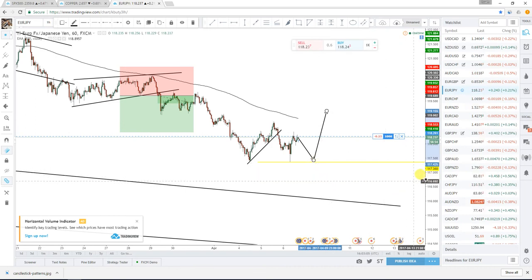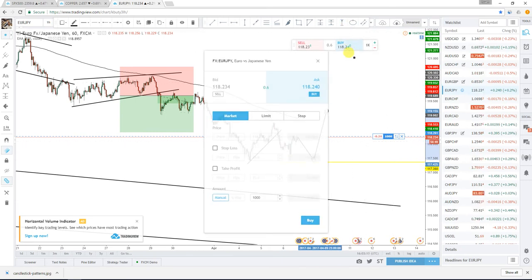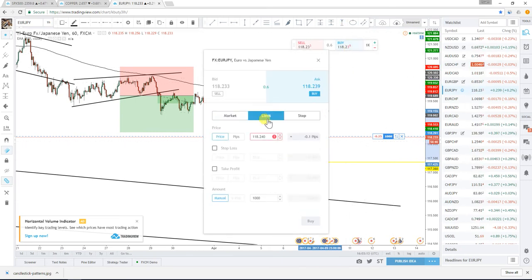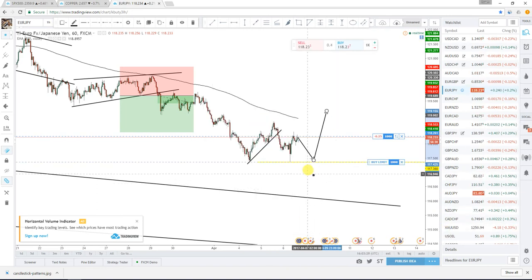So you pick this price up in the yellow, 117.360, and you buy this time a limit. You click on limit and you put your price here. So you choose the price where you want to enter, like 117.360, and you click on OK. What we did now is we bought a limit order. This is a limit order.